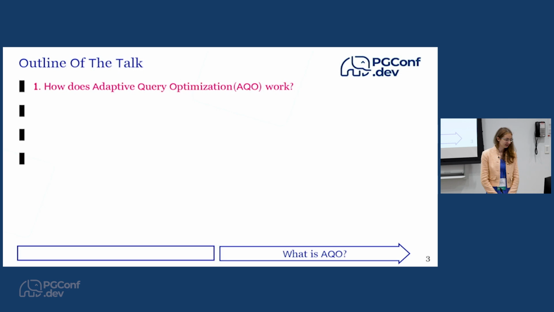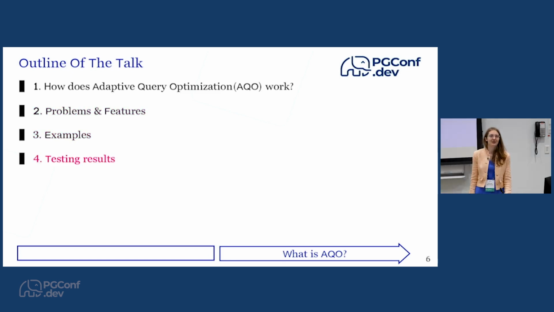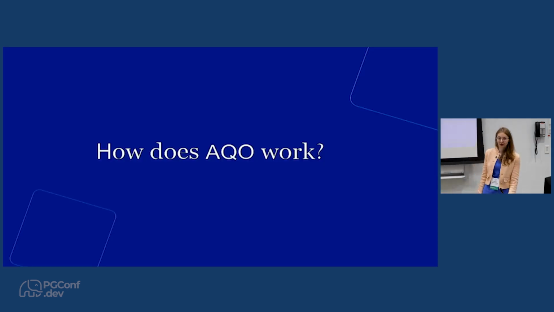My outline of the talk consists of the following elements. First of all, we will speak about how adaptive query optimization works. We will discuss problems and features that we had during our AQO development. I'll show you some examples and testing results. So how does AQO work?